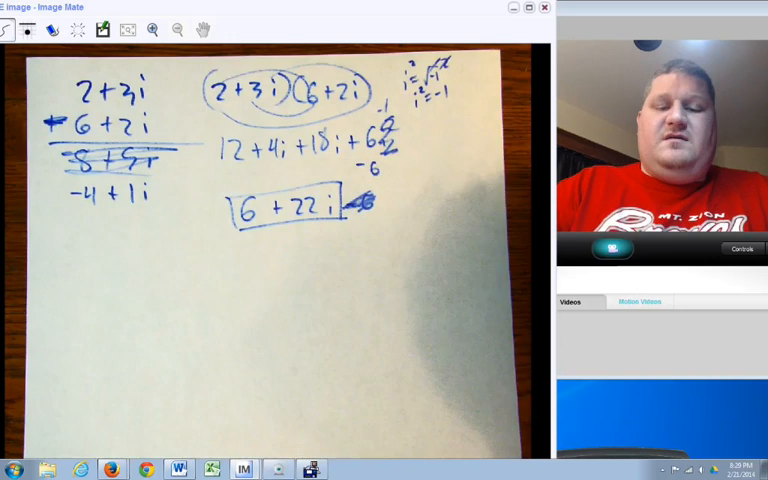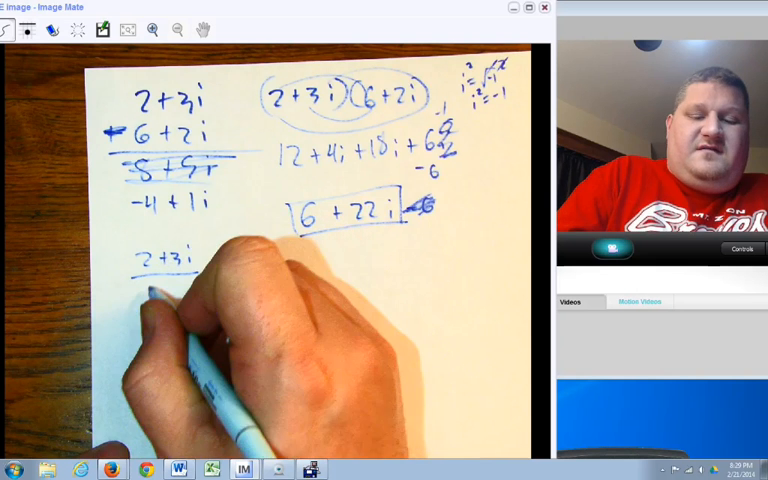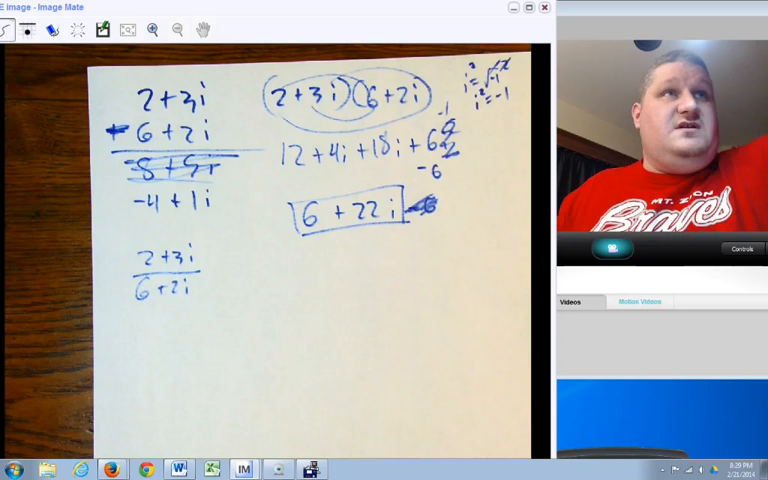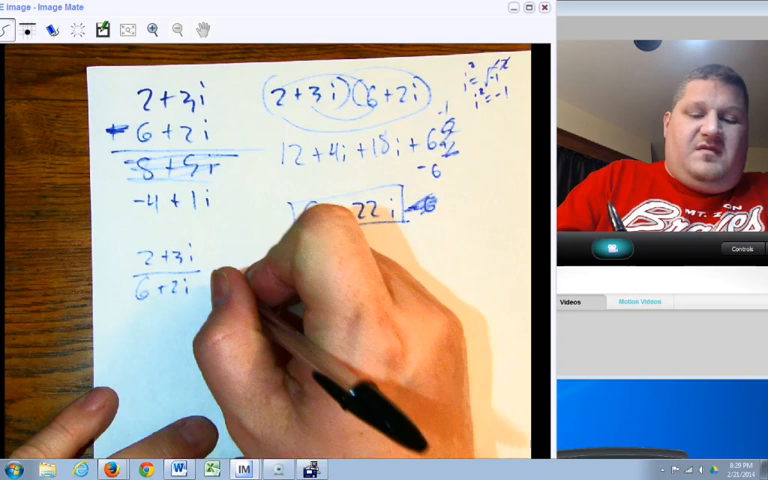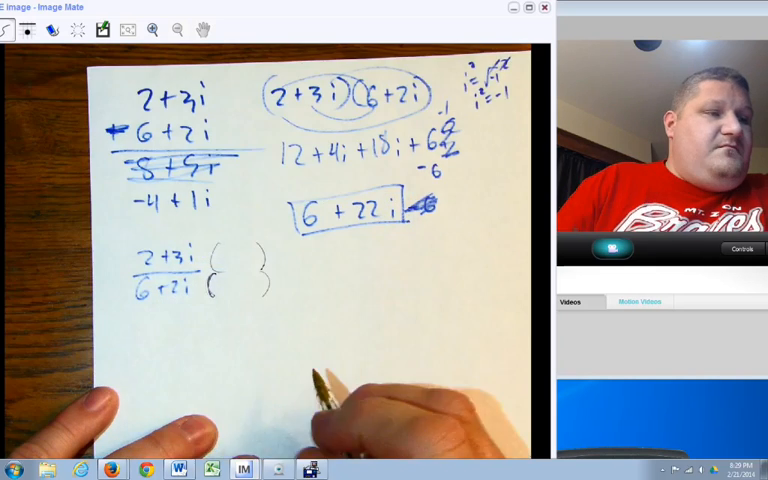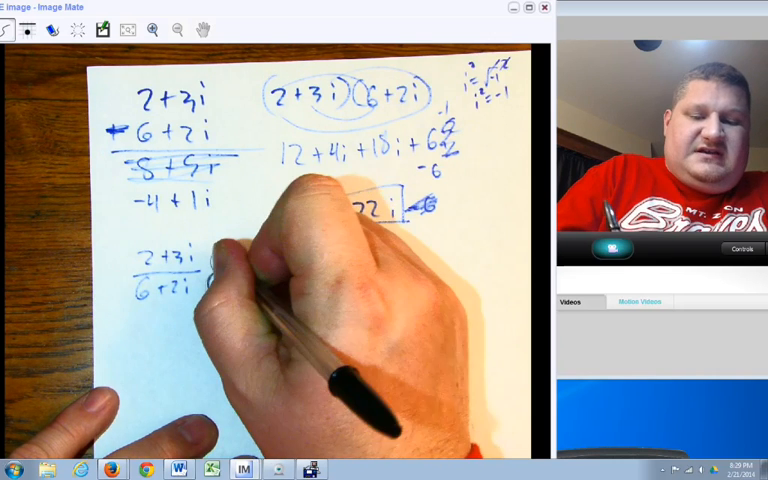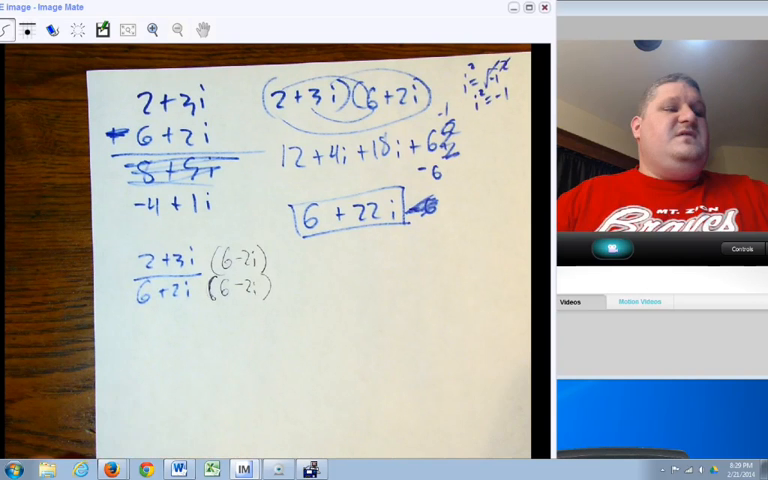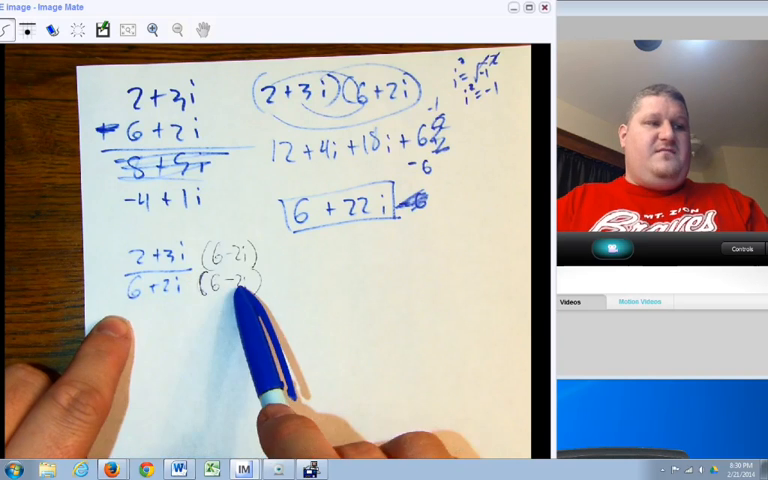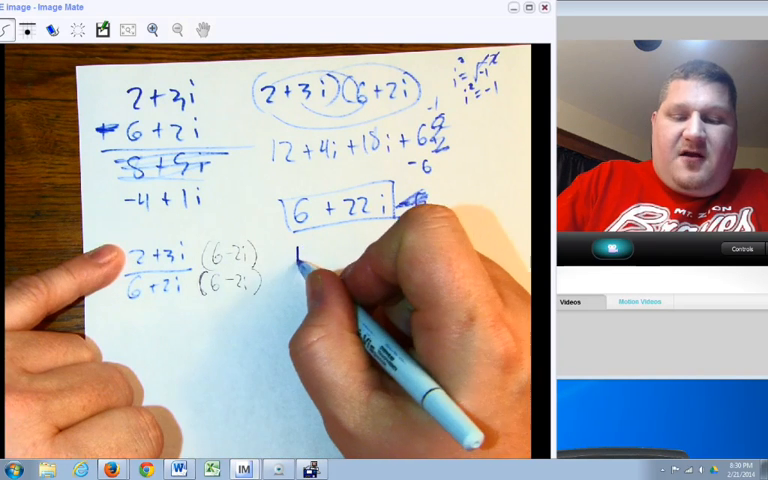That is multiplying. Now for dividing, we had 2 plus 3i divided by 6 plus 2i. To divide, we actually had to do something a bit different. We had to multiply by the conjugate. So we had 6 minus 2i over 6 minus 2i. And when we do that, we have to actually FOIL the bottom and FOIL the top. And so you'll notice dividing becomes a real bear.